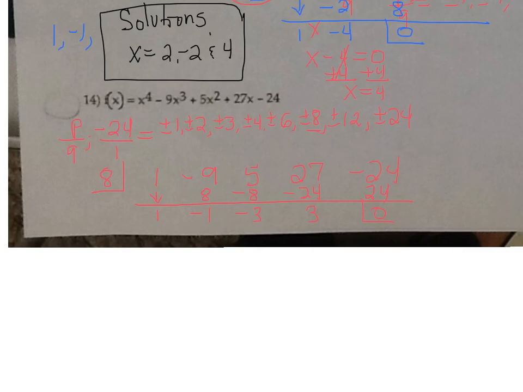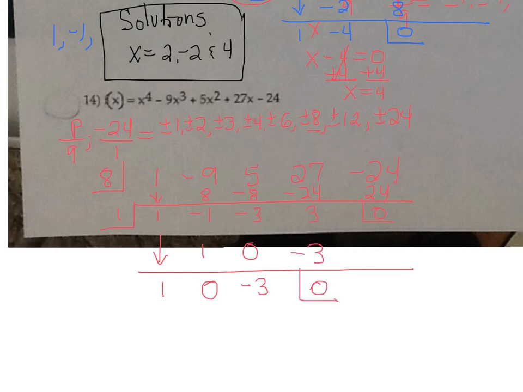And then Lorena found out that 1 is also an answer. So let me just put the line underneath you here. So we bring the 1 down. 1 times 1 is 1. That would be 0. -3 times 1 is -3. And the remainder is 0. Then I go back and I say, well, you know what? This is x to the 4th power. The next one is x to the 3rd power. So this must be x squared.